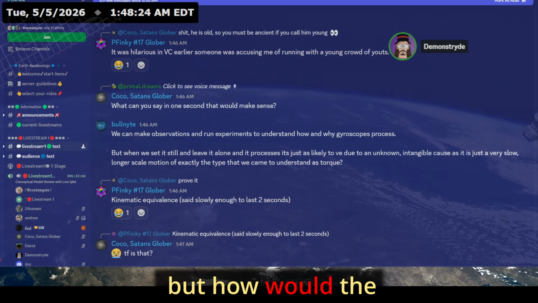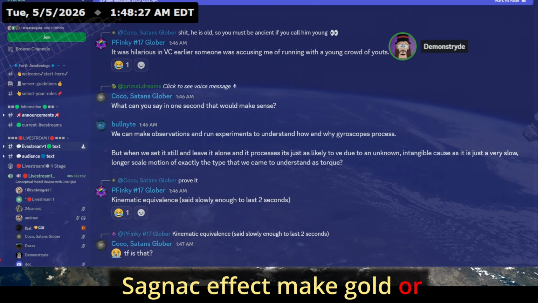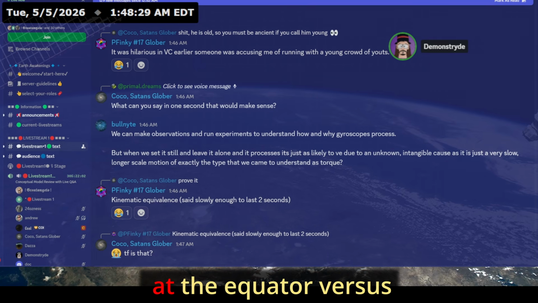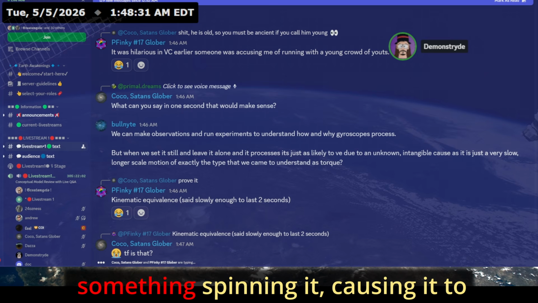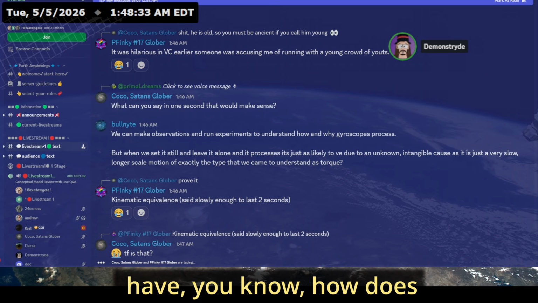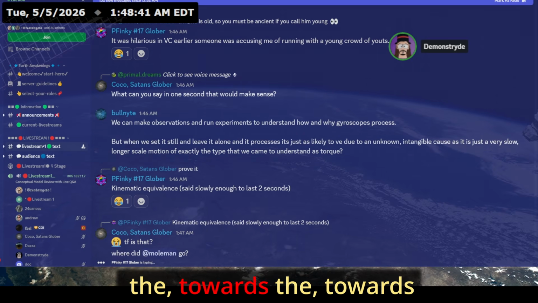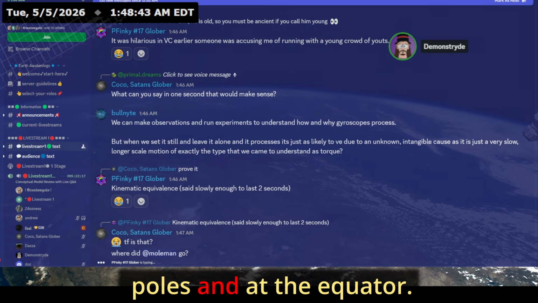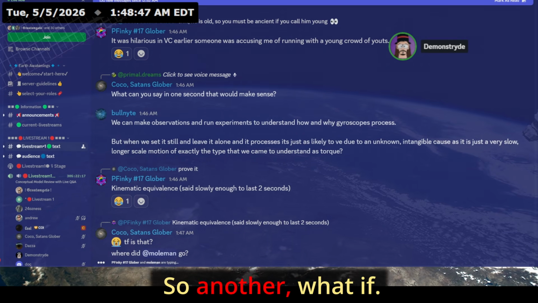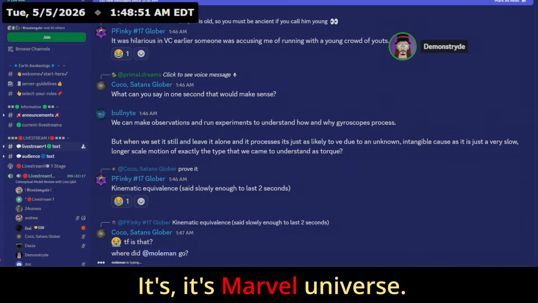But how would the Sagnac effect make gold, or make mass, way more at the equator versus the poles if there wasn't something spinning it? How does that work on a flat Earth? What makes things heavier towards the poles than at the equator? Torus field. Yeah, so another what if? Magic. Yeah, it's Marvel Universe.